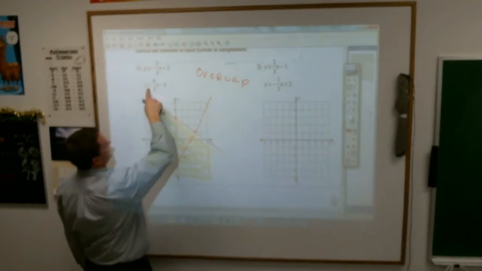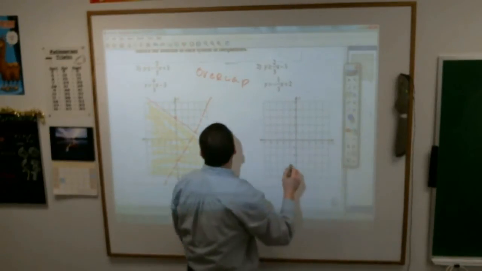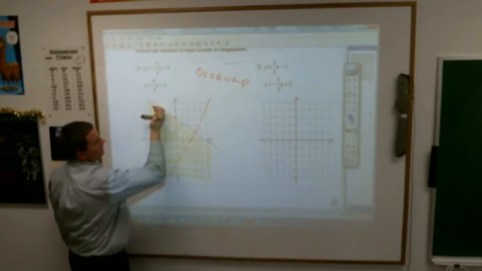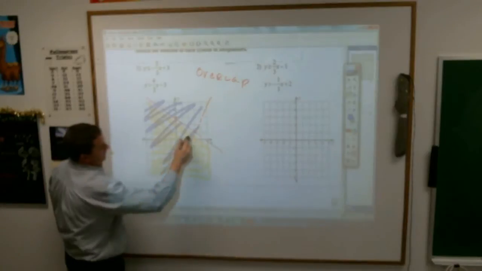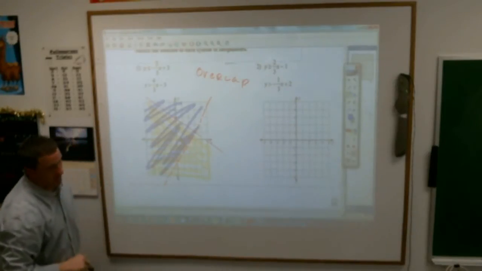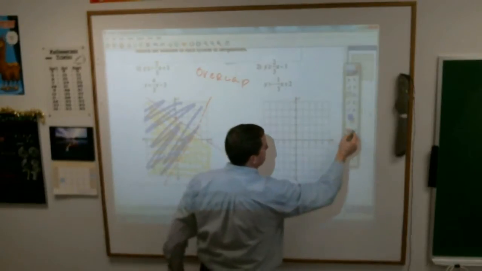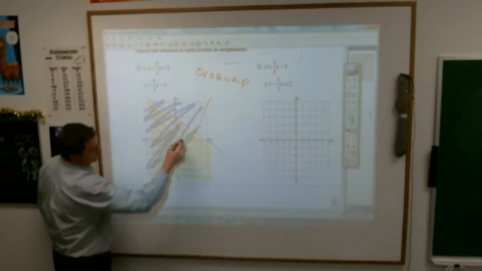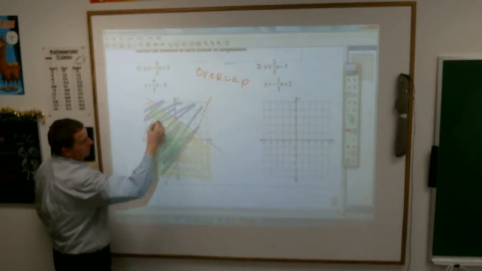And then, since it's y is greater than, you shade the greater than side of that, which happens to be right here. And your answer is the part that has both yellow and blue shaded. This is your answer. It's the place where they overlap.